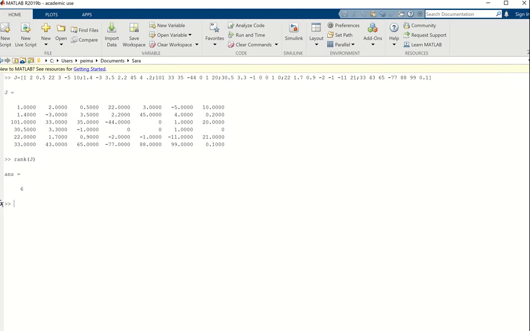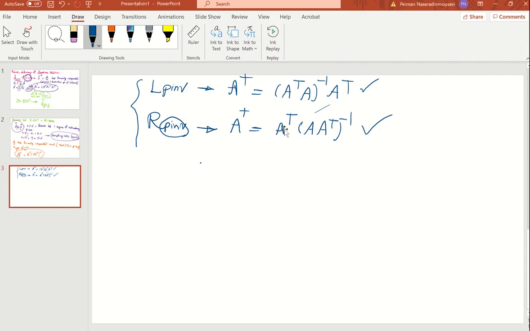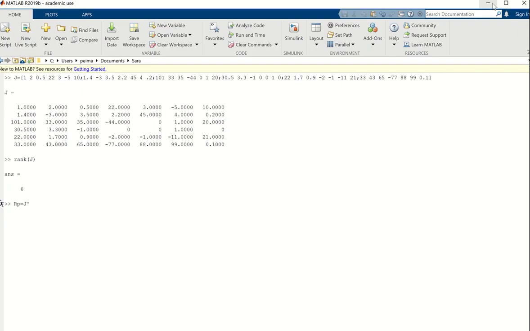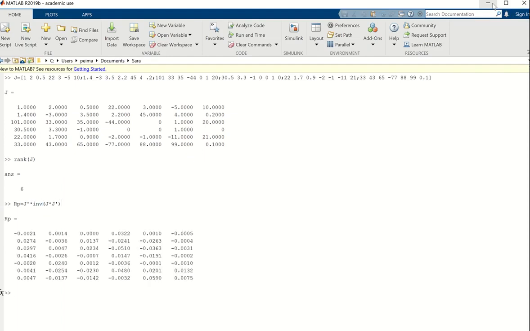Now, if I want to write the pseudo inverse based on what I wrote out, it's going to be J transpose. Look at here. J transpose, this formula, J transpose multiplied by the inverse of J multiplied by J transpose. It was 6 by 7. Now it's going to be 7 by 6. That's right. 1, 2, 3, 4, 5, 6, 7.